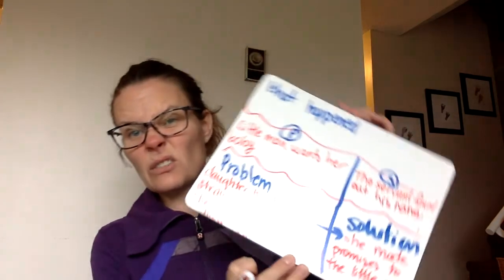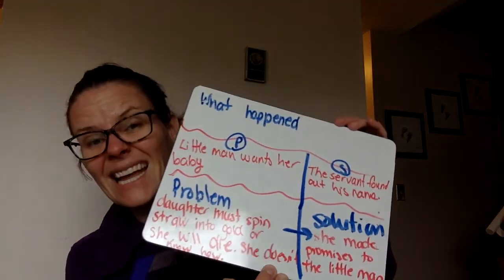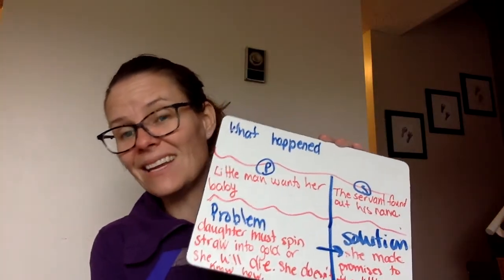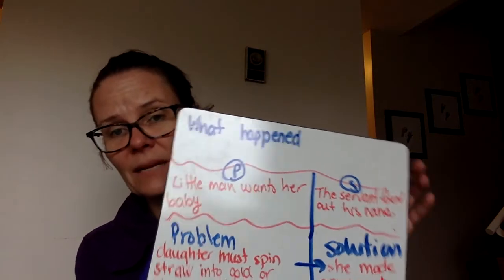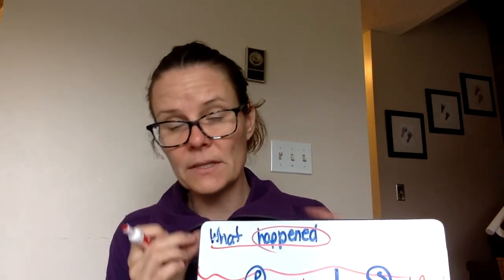So this is an interesting story. There's actually two problems. One problem ends up becoming an even bigger problem a year later. And so the servant finds his name. And so what happens at the very, very end. So this is really great. So that what happened part of the story, part of it is the problem and the solution.